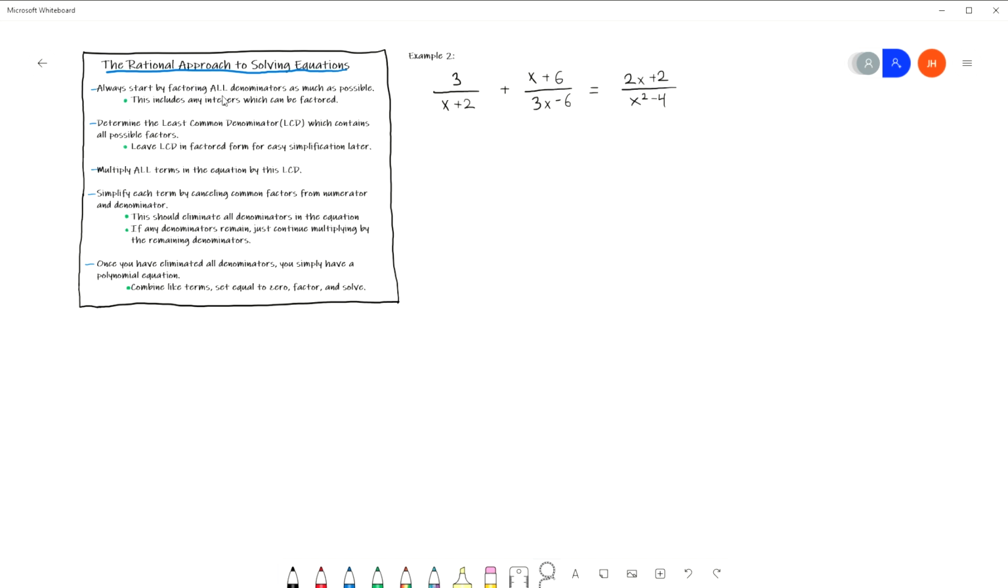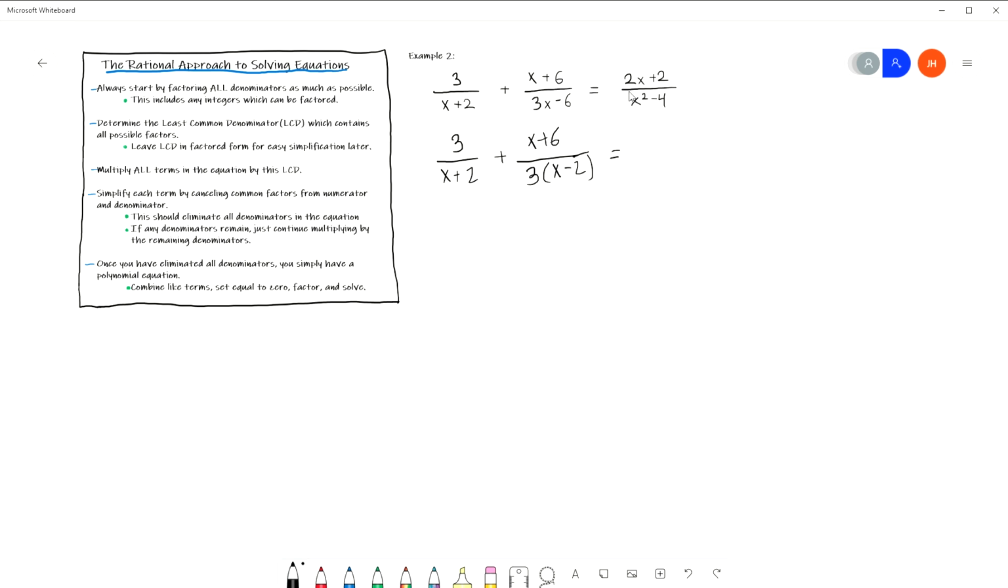So we start off by factoring all the denominators as much as possible. So x plus 2 doesn't need to be factored. 3x minus 6 can be factored. It has a common factor of 3. So I'm actually going to pull that out because, and I really recommend, I do want you guys to include any integers that you can factor out. Okay. So let's see, what does that leave us with? We have 3 over x plus 2 plus x plus 6 over, I'm going to pull out the 3. So 3 times, that leaves you with x minus 2.